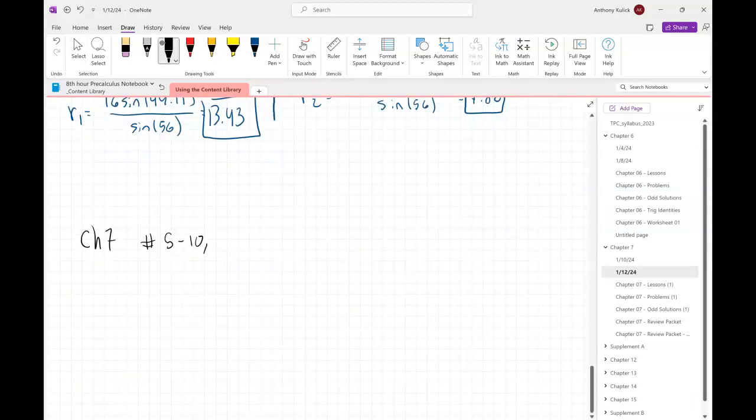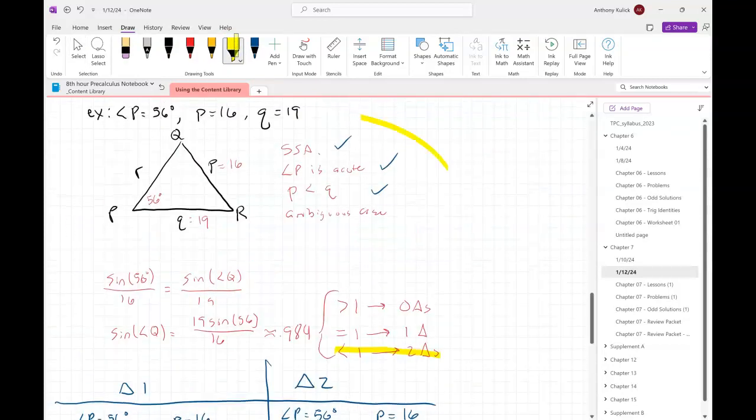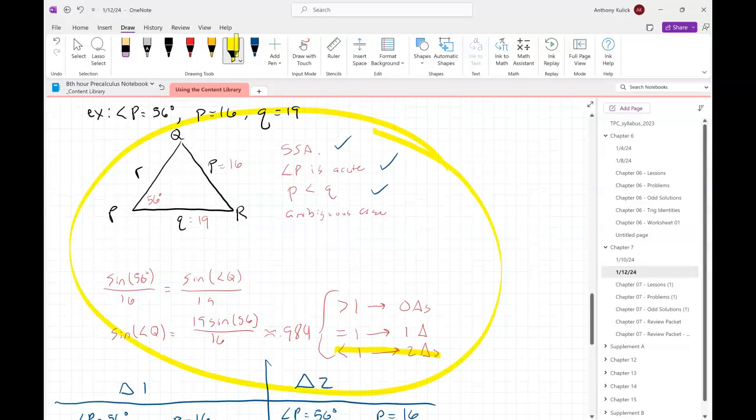And then I'm going to ask you to do 11 through 14. The directions on 11 through 14 tell you that two triangles are possible. So you can skip that step and just go to the solving part. Okay? Does everybody make sense?